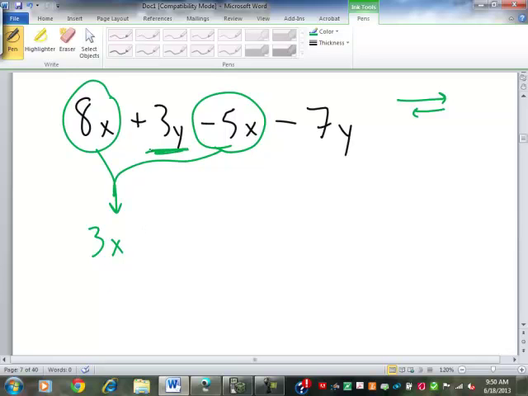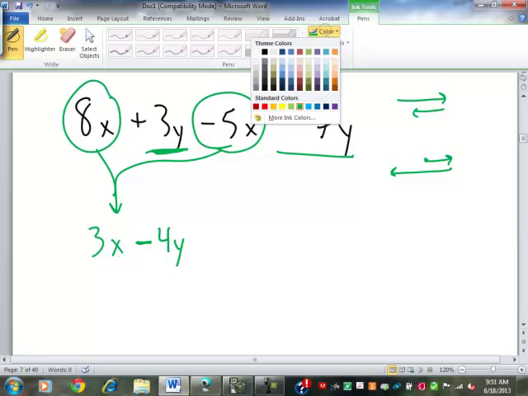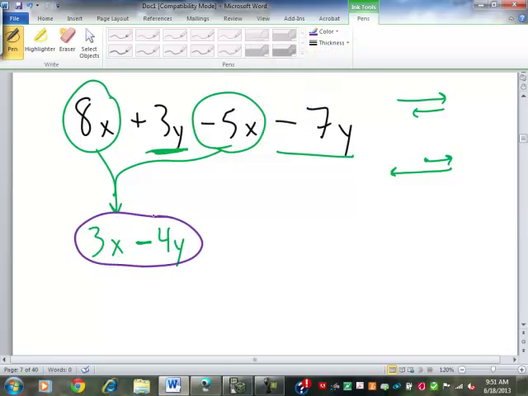Here for the y's, we have 3y and negative 7y. Well, we start at 0, we have a positive 3, but the negative 7 is bigger, so this one will be negative 4y. Good. And it's negative, so the negative sign is what connects the two together, so it's 3x minus 4y. So this solution that we just came up with can be read in one of two ways. The way I just said it, 3x minus 4y, or it can be read as 3x and negative 4y. They mean the same thing.